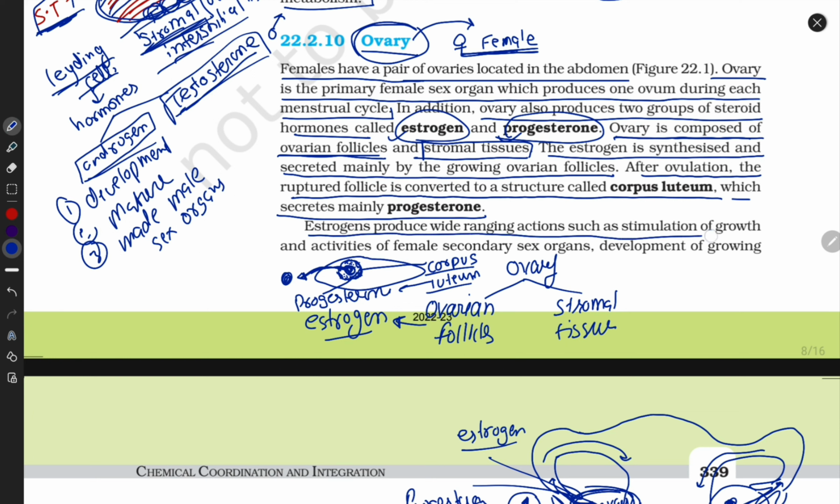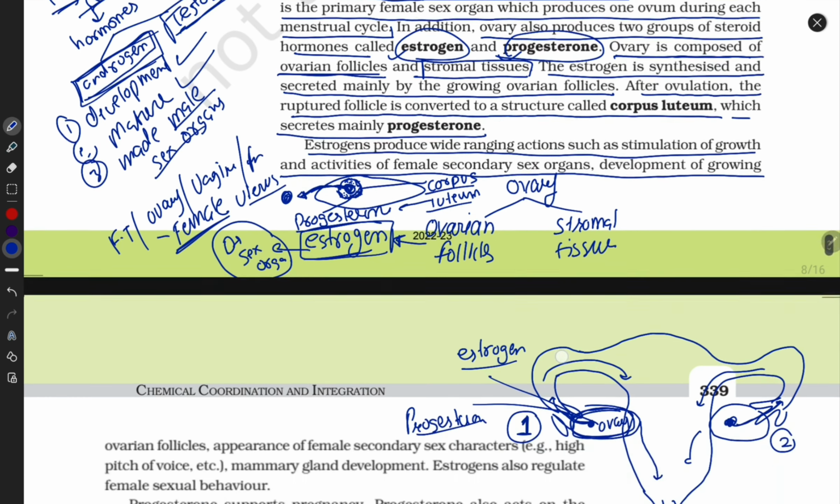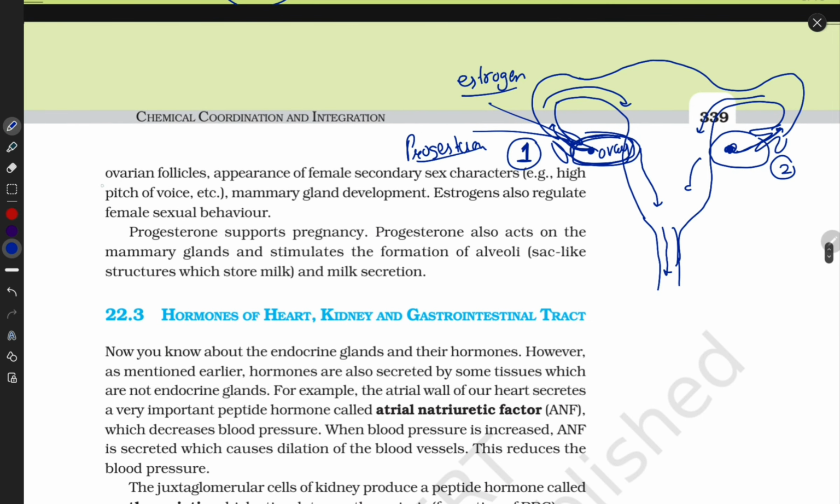Estrogen produces wide-ranging actions such as stimulation of growth and activity of female secondary sex organs. Look at here. According to estrogen, they form female sex organs. In males, androgen forms male sex organs like seminal tubules, epididymis, prostate gland, urethra. In females, estrogen forms female sex organs. What kind of sex organs? Like fallopian tubes, ovary, vagina, uterus. This is made up by estrogen. Here, estrogen makes ovarian follicles.